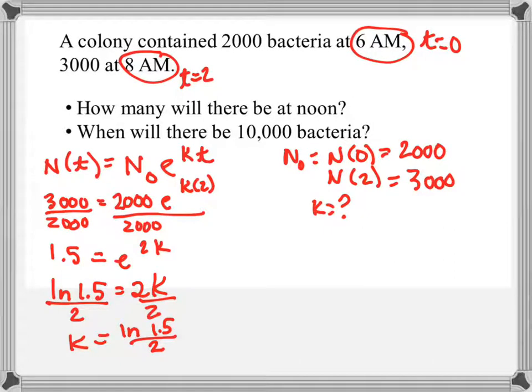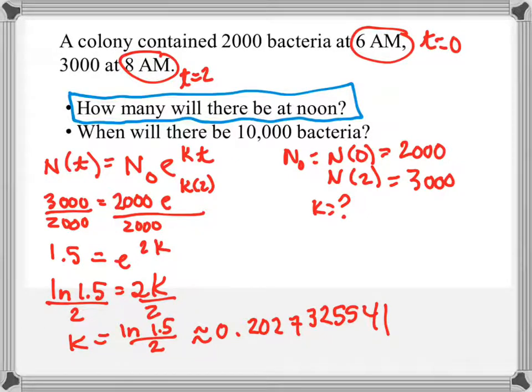And technically, this is the value I would use in the function. We could find a decimal approximation, approximately 0.2027325541. And even though I might write that down, I usually keep in my calculator the exact number. So how many will there be at noon? Noon is 6 hours after 6 a.m., so time is 6. So we want to find N of 6. Let's look at that on the next slide.